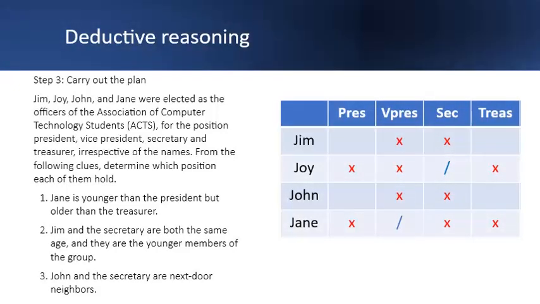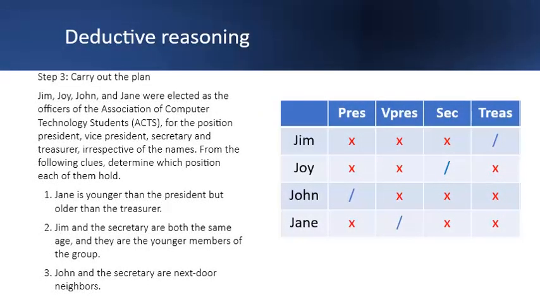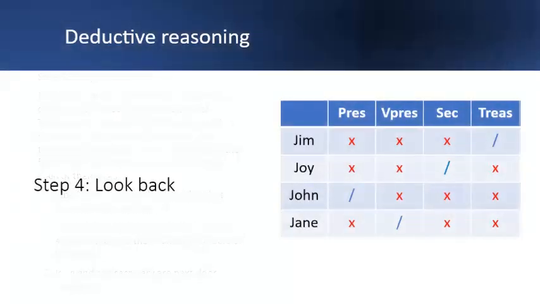Since we have concluded that Jane is the vice president, it follows that Jim and John are not the vice president. In statement 2, Jim and the secretary are both the youngest members of the group. Hence, Jim cannot be the president, because from statement 1, the president is older than Jim. And so, Jim must be the treasurer. Lastly, we can now conclude that John must be the president. In step 4, we verify our conclusions based on the premises.